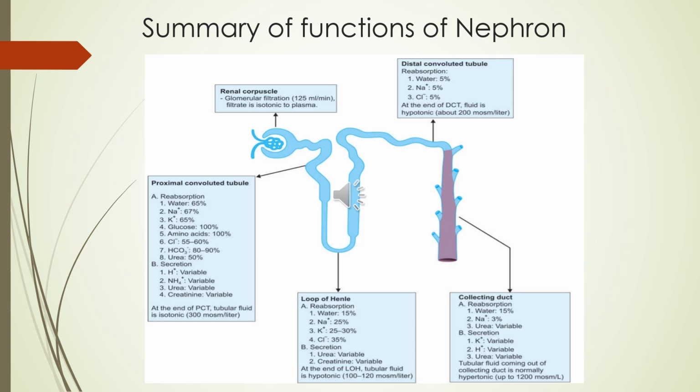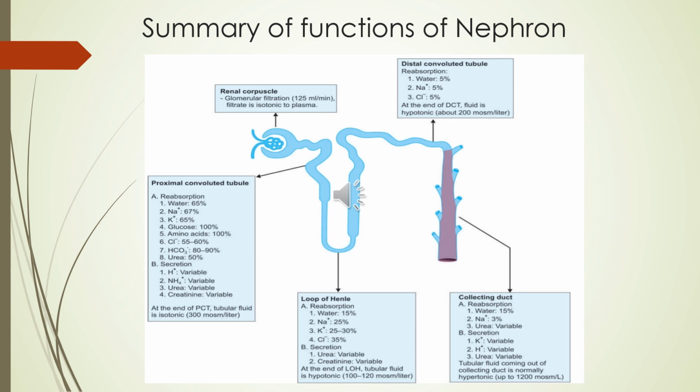The whole of the functions of nephron can be summarized as follows. First, glomerular filtration, which is the very first step in urine formation, occurs in the renal corpuscle at a rate of 125 milliliters per minute, and the filtrate formed is isotonic to plasma. When it reaches the proximal convoluted tubule, about 67% of water, sodium ion, potassium ion, chloride ion, almost all of glucose, amino acids, phosphates, then 80 to 90% of bicarbonates, and about 50% of urea are reabsorbed from the tubular fluid.